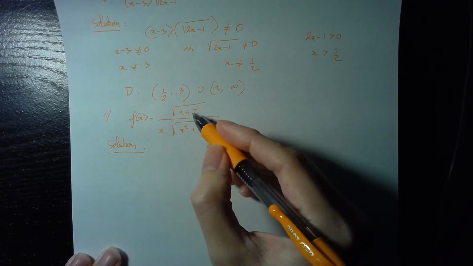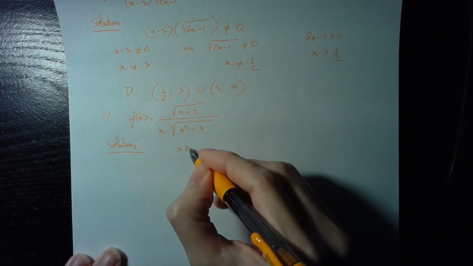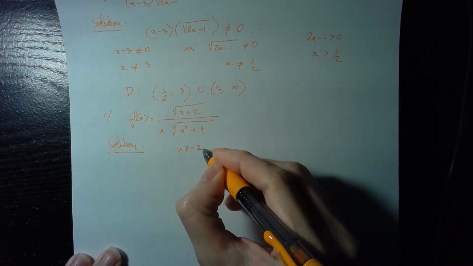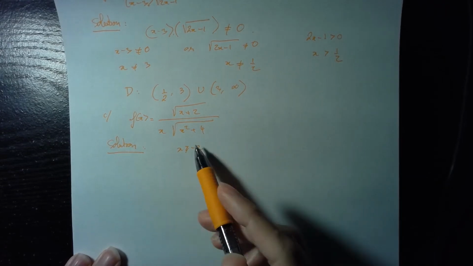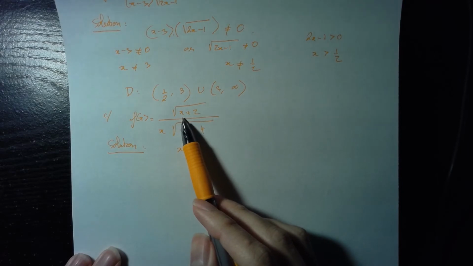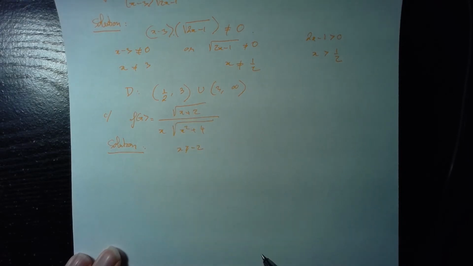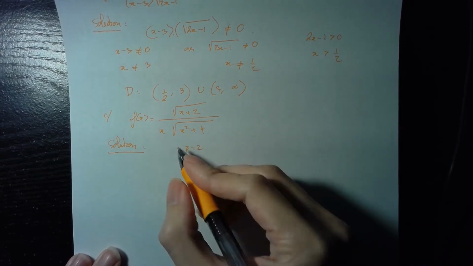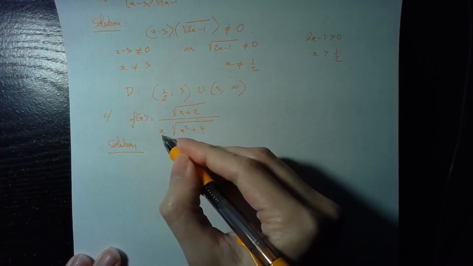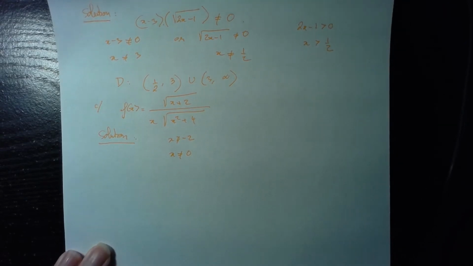So you know that the top has a radical, so x must be greater than -2, because if it's less than -2, then we cannot take the square root. It cannot be 0, because if it's 0, the whole bottom is 0. We're not allowed to have 0 in the denominator.